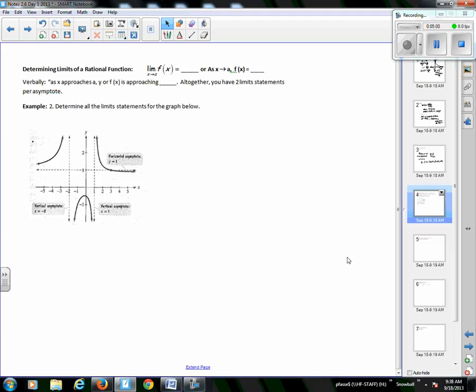Now, note, I don't think you have to create the limit statements all together. You simply have to fill in this blank, okay, which is kind of nice. All right, so let's look at this graph here. First, we have 3 parts of the graph. Now, what we do is we want to go to the extreme of the graph.